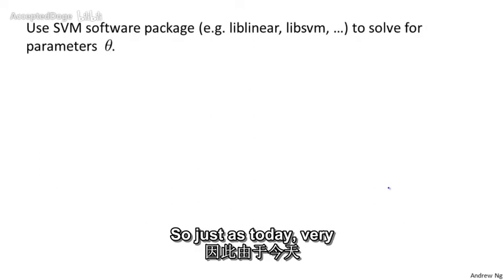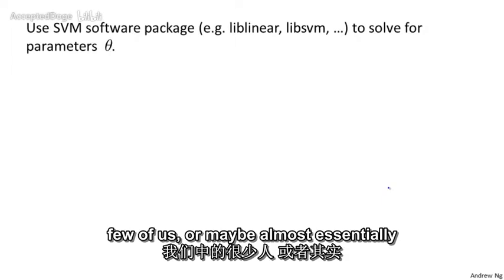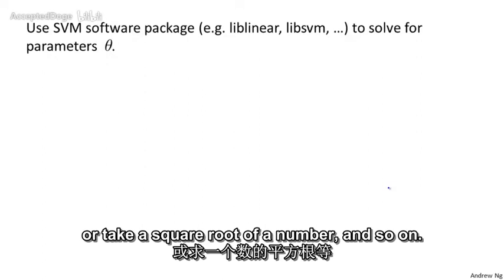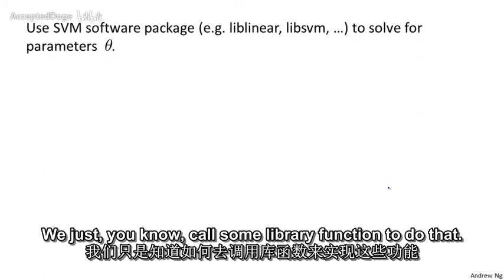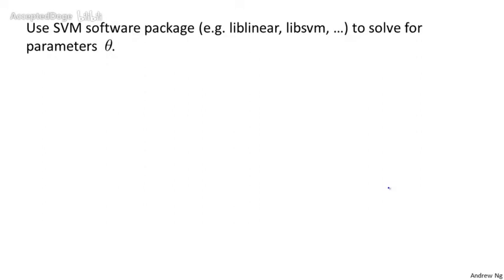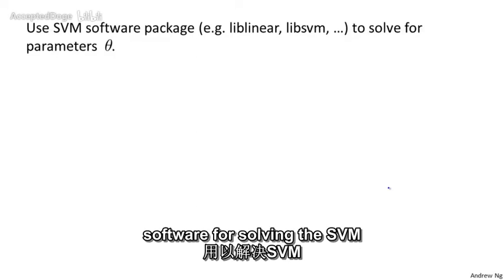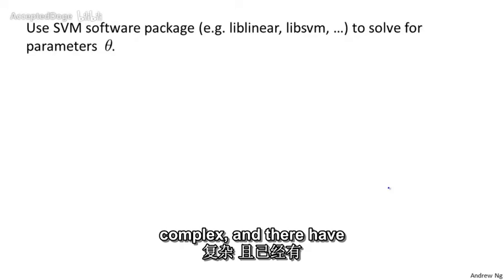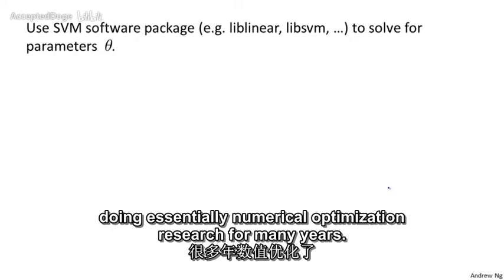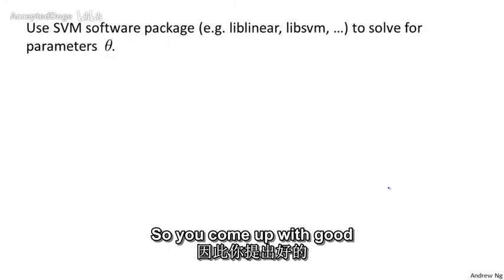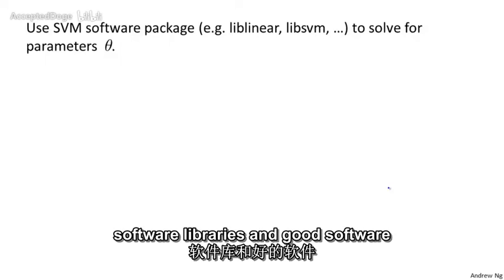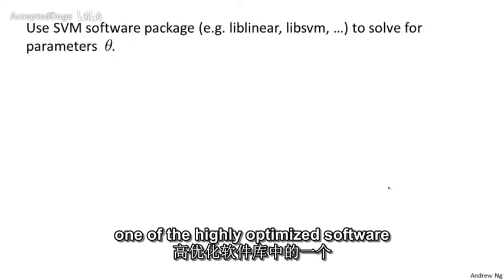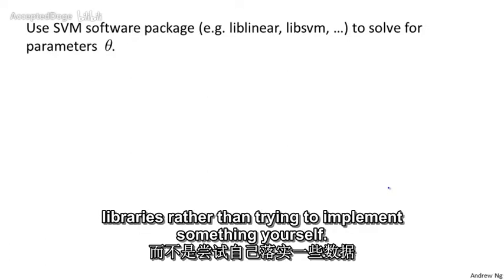Just as today, very few of us, or maybe essentially none of us, would think of writing code ourselves to invert a matrix or take a square root of a number. You just call some library function to do that. In the same way, the software for solving the SVM optimization problem is very complex, and researchers have been doing numerical optimization research for many years to come up with good software libraries and packages to do this. I strongly recommend just using one of the highly optimized software libraries rather than trying to implement something yourself.